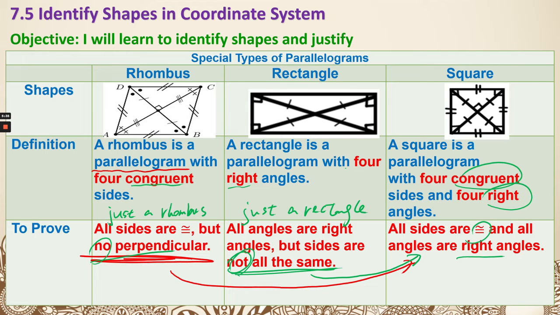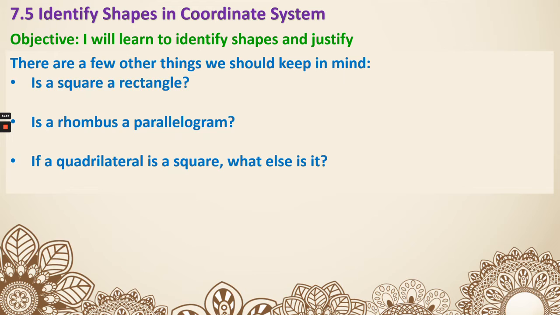But from what I just said, you should know now, a square is still a rectangle. So that answer is yes. A square is a very special rectangle. Next, a rhombus. Well, in the definition, a rhombus is a parallelogram, so yes.